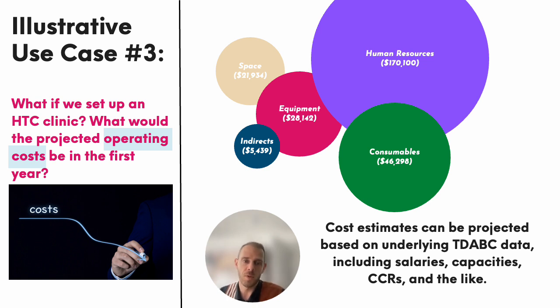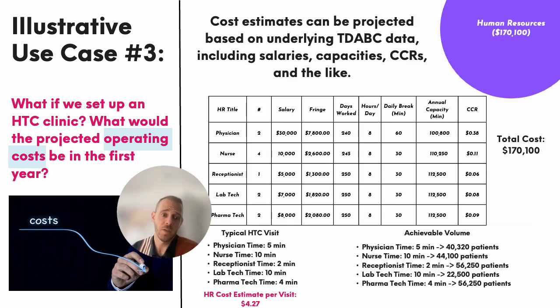So to pull out this example a bit further, why don't we just look at one dimension of operating costs, specifically human resources. We have a number of different inputs that we can use from our ABCM data here. As shown in the table, we have information on the salary and fringe benefits for each of the different provider types that we might consider staffing our facility with.